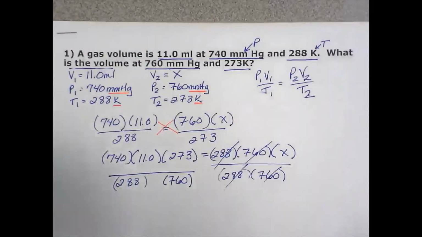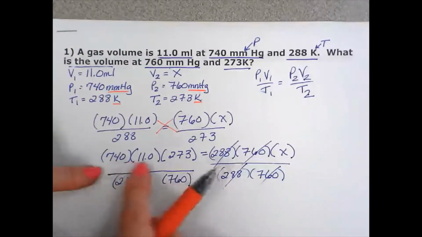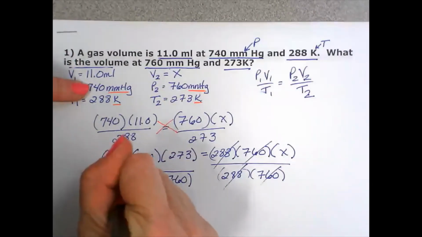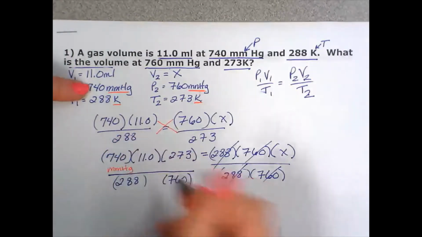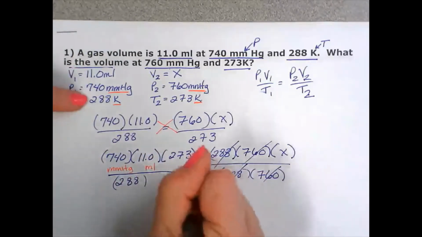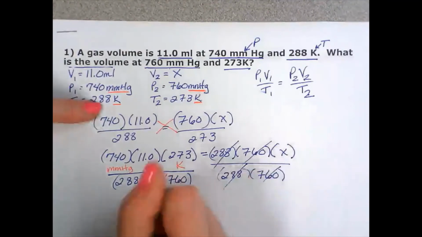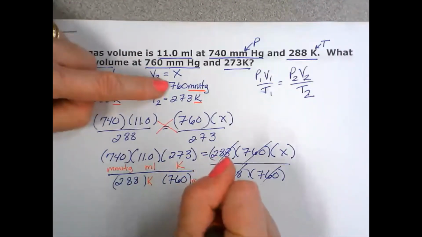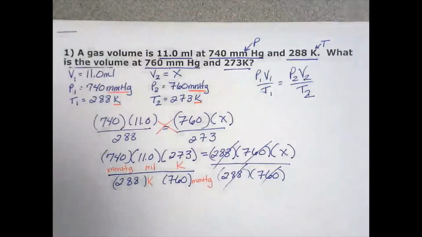Now, what I want to do right now is take the units that we had from the givens list and just put them with the numbers where they belong. So 740 was millimeters of mercury, 11.0 was milliliters, 273 is K, 288 had a K, and 760 was millimeters of mercury. So let's look, because if we have a unit in the numerator and the denominator, we can cancel them out.